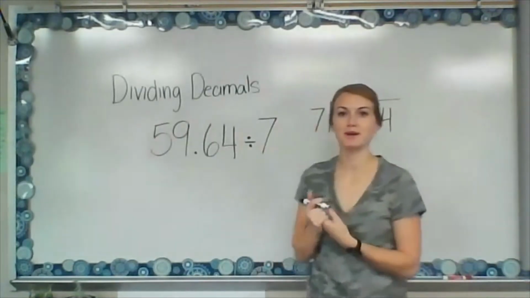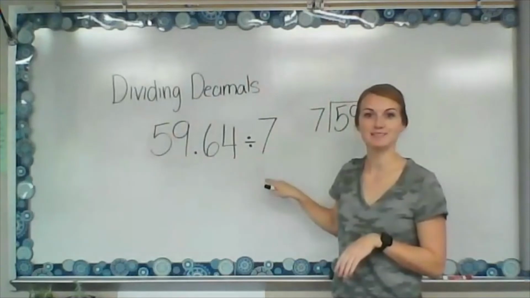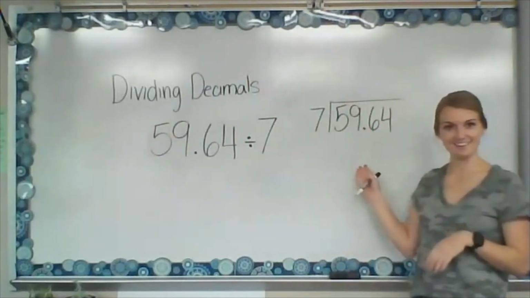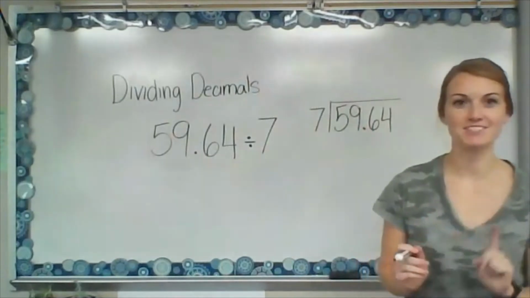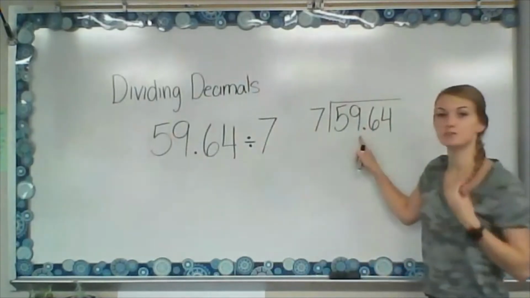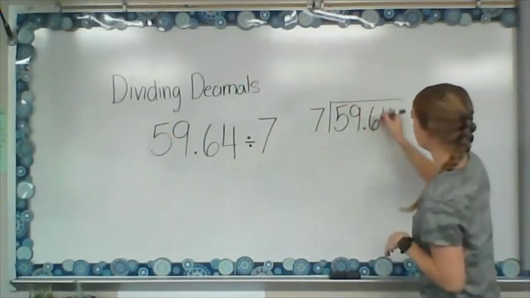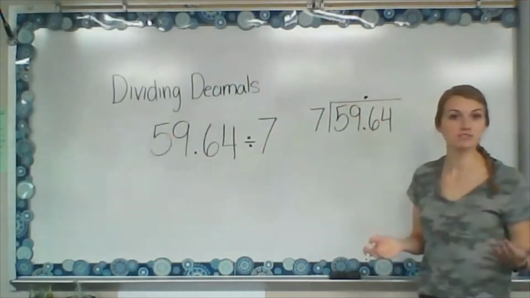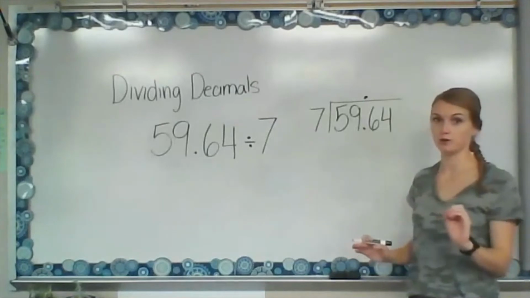Our next problem is ready to go. I've got 59 6/400 divided by 7. I went ahead and rewritten it for us. And remember, the very first step I have to deal with the decimal. Okay, so my decimal is right here, and I just move it straight up. Just like that. And then we just divide like normal. But remember, we're dividing until we get to a 0. That's when we know we're done.